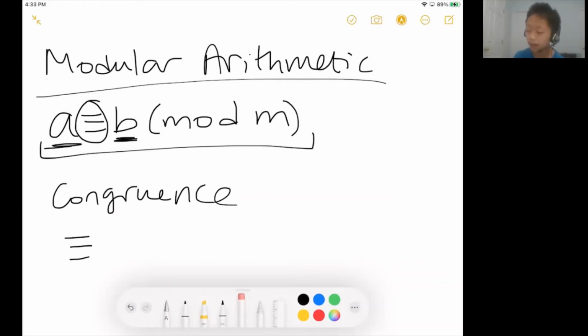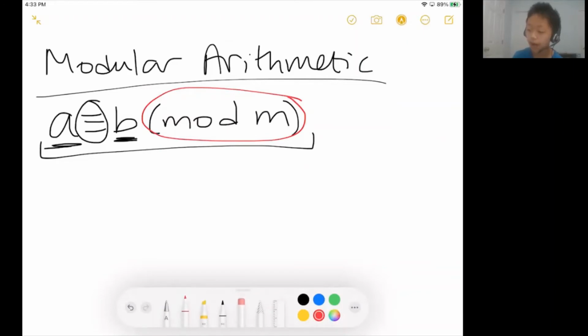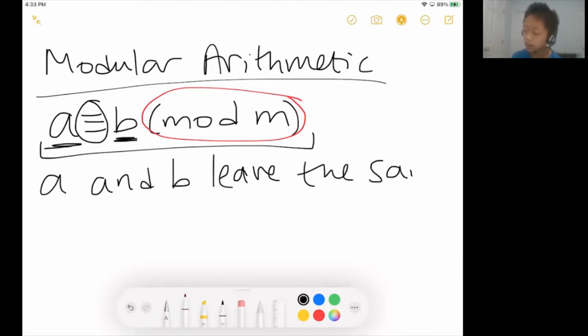And now let's talk about this last part here, mod M. Mod M is just short for modulo M. Mod is an abbreviation for modulo, and mod M means you're going to look at A and B and take the remainders when A and B are divided by M. So if A is congruent to B mod M, then that means that A and B leave the same remainder when divided by M.